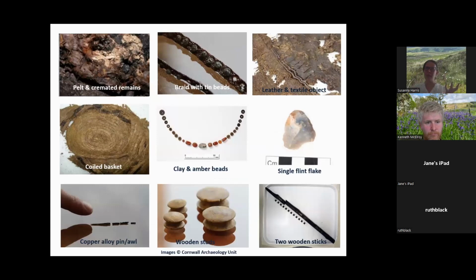The kist at Whitehorse Hill had a number of other remains in it. So it had the textile with the leather triangles, also a braid made out of cow hair with tin beads, a coiled basket, so going back to that technology that we also see at the Ness of Brodgar about 1,000 years before, clay beads, flint, wooden studs, sticks, and more. And also the cremated remains, which were the human remains in this burial.